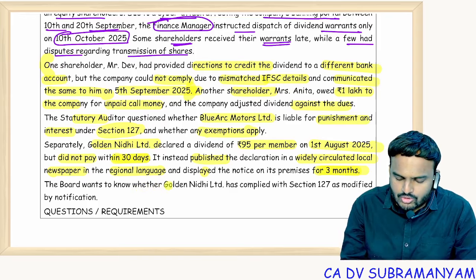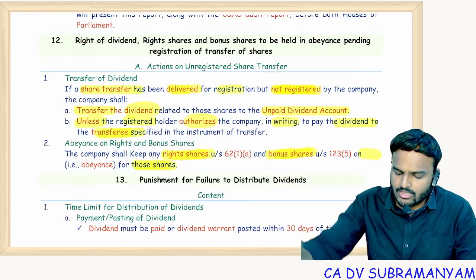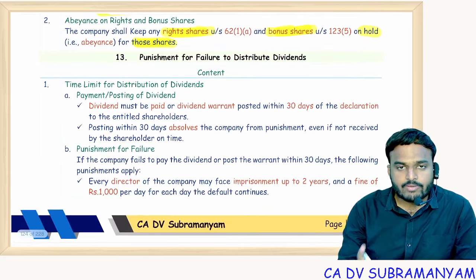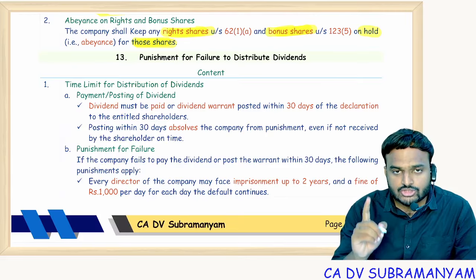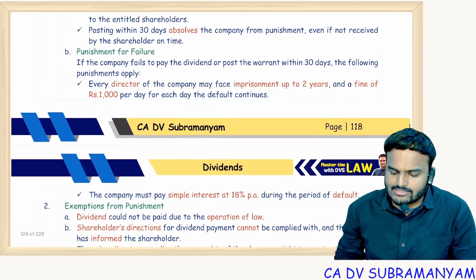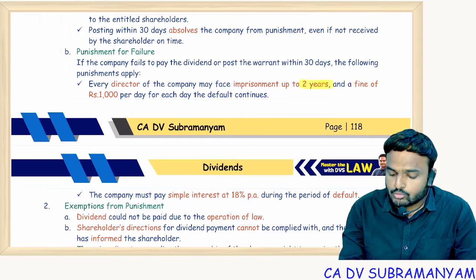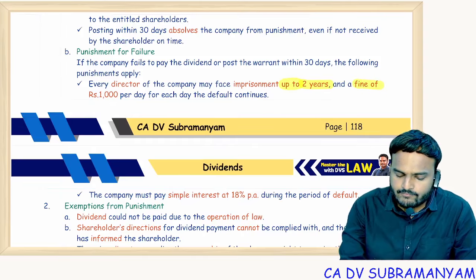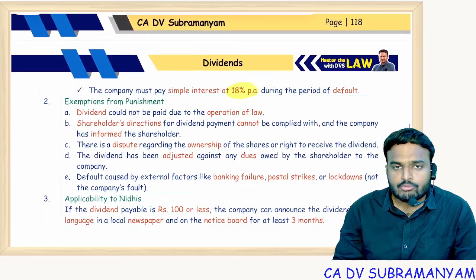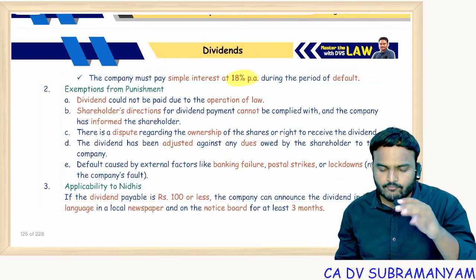The board wants to know whether Golden Nidhi Limited has complied with section 127 by the notification as modified by the notification. Let's see. Declared dividends must be distributed within 30 days from the date of declaration. Or else there is punishment: officer punishment, imprisonment up to 2 years is important, and a fine of 1000 per day during which such default continues. Whereas the company is liable to pay interest at the rate of 18% per annum. But these punishments will not apply in the following 5 cases.